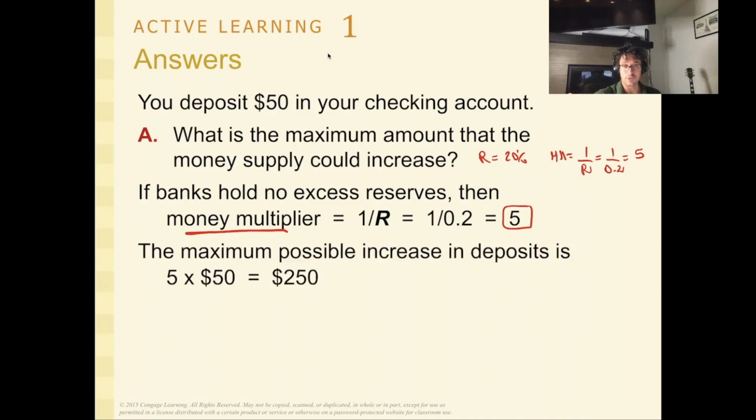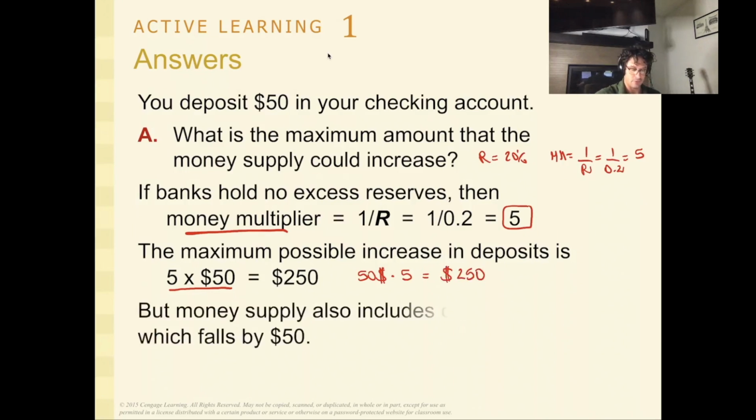Then the maximum possible increase in deposits is 5 times 50, the initial $50 times 5, the money multiplier. This is $250. But the point is that we have to compute the change. So this is the total amount of money supply generated. But at the beginning, we had this $50 that we introduced in the system. So the change is given by 250 minus 50, which is equal to 200.